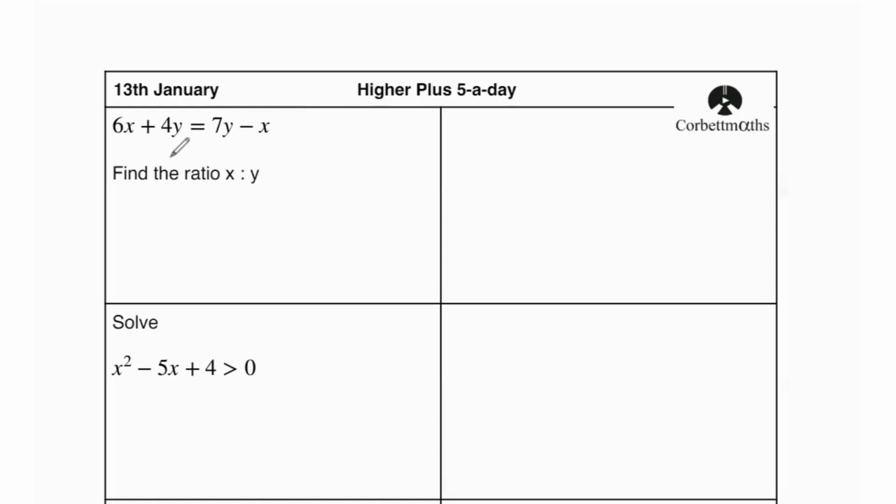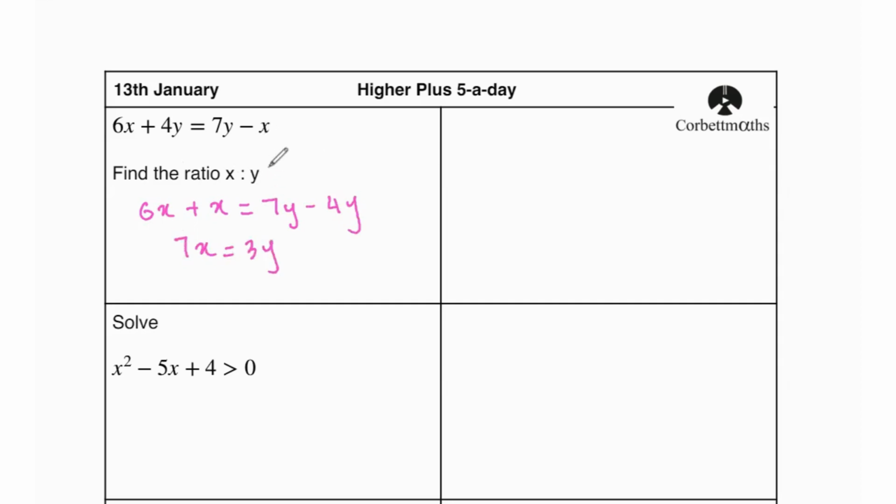First question says 6x plus 4y equals 7y minus x. Find the ratio x is to y. So what I'm going to do is collect the like terms on each side. So that's going to give me 7x equals 3y.